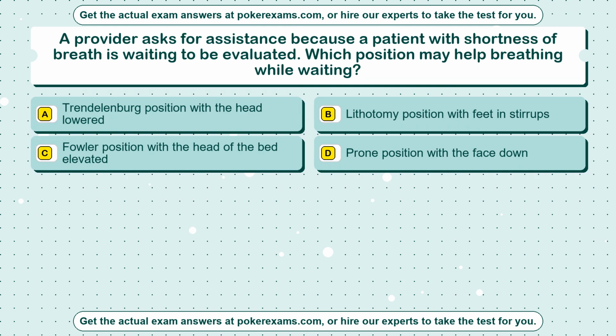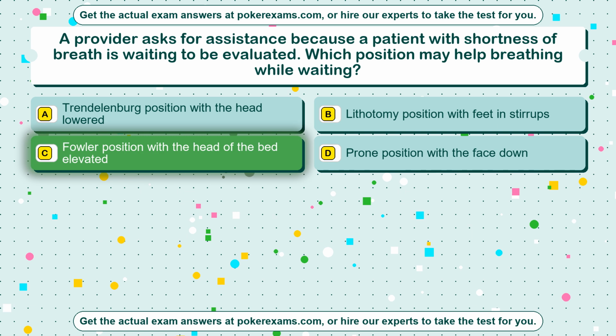Question 4. A provider asks for assistance because a patient with shortness of breath is waiting to be evaluated. Which position may help breathing while waiting? Option A. Trendelenburg position with the head lowered. Option B. Lithotomy position with feet in stirrups. Option C. Fowler position with the head of the bed elevated. Option D. Prone position with the face down.